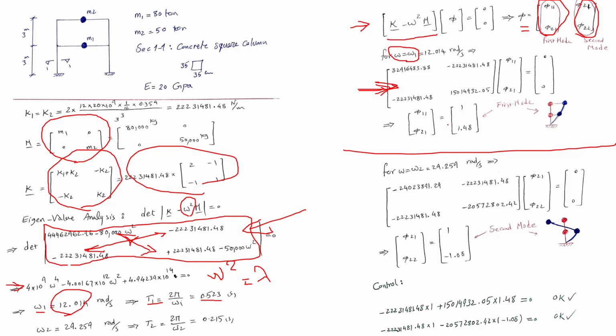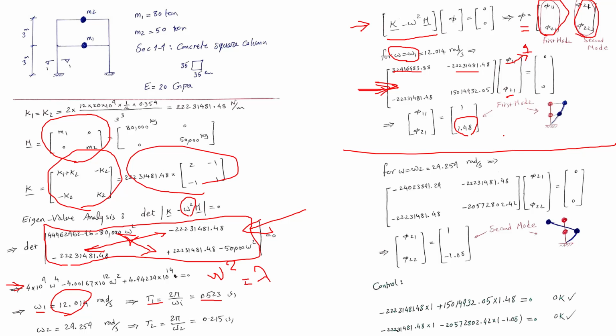So what I need to do is to assume one of them and calculate the other one. That's why I assume this one equal to 1. You can assume whatever value you like, but it's more convenient to take this as 1. Then you can use the first equation to calculate the second one: this number multiplied by 1 minus this number multiplied by phi 2,1 equal to 0. That brings you to phi 2,1 equal to 1.48.